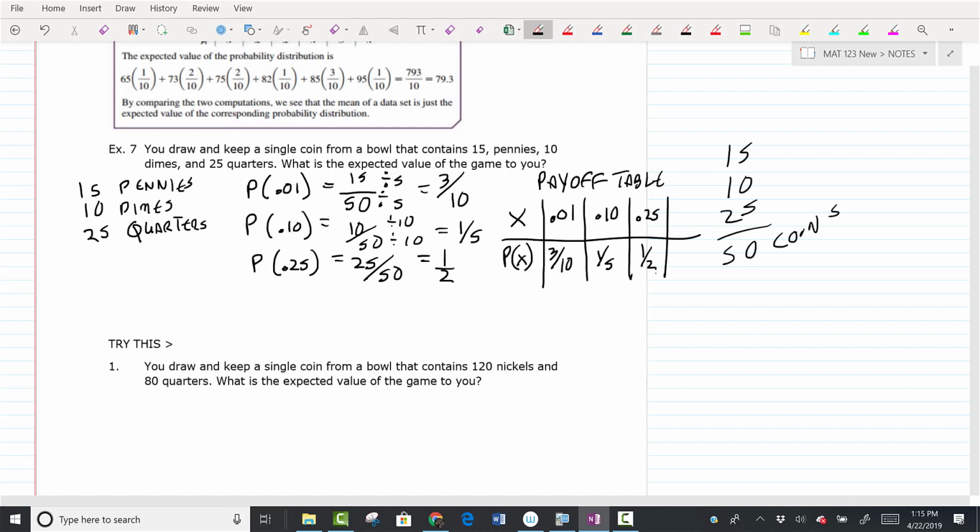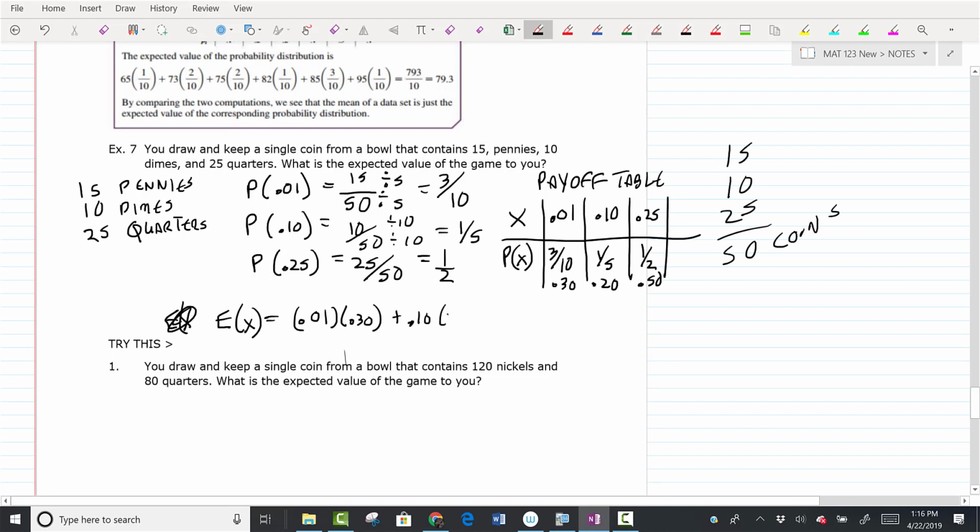So what we're going to do is when we crunch out the expected value, it's going to be some number that averages up the winnings we would get in the long run. What we do with the expected value is we usually write that as E of X, like I've been showing you. Then we do 0.01 times 3/10. Now, if you want to convert these to decimals, you could. That's 0.30, 1/5 is 0.20, and 1/2 is 0.50. You can take your calculator and convert to decimals, which is what I'm going to do. So that's 0.01 times 0.30 plus 0.10 times 0.20, and then 0.25 times 0.50, like that.